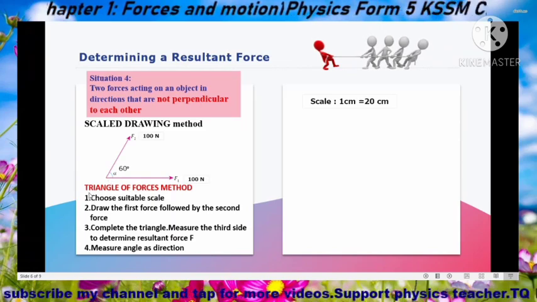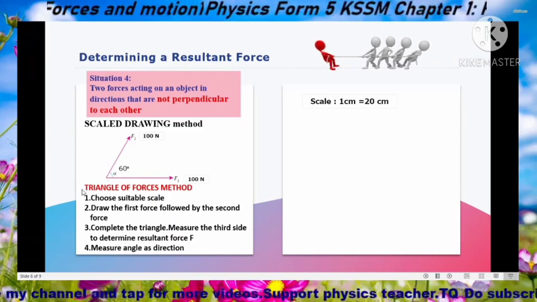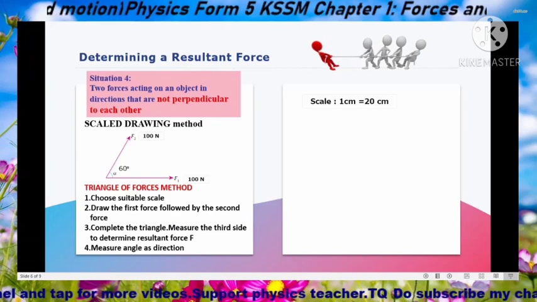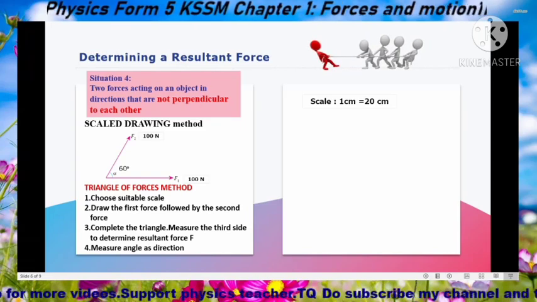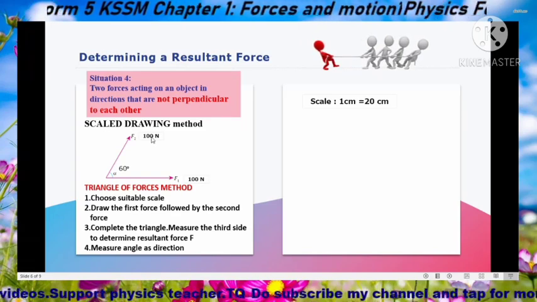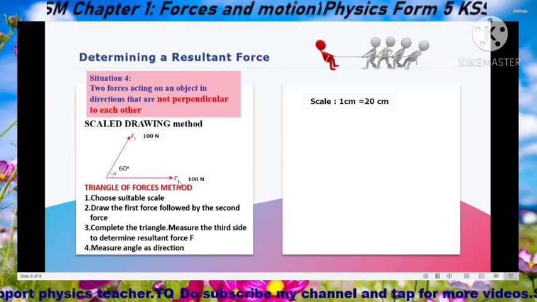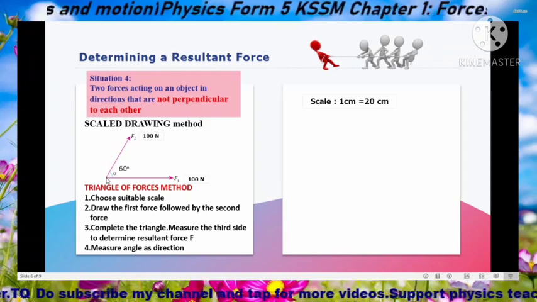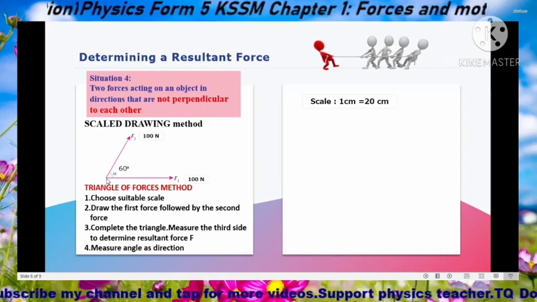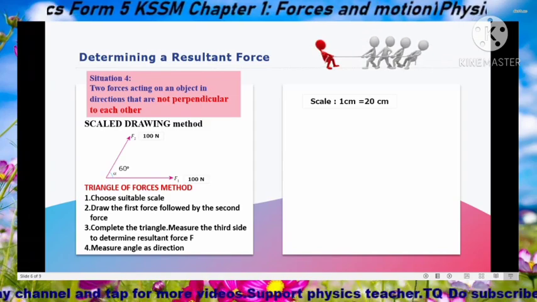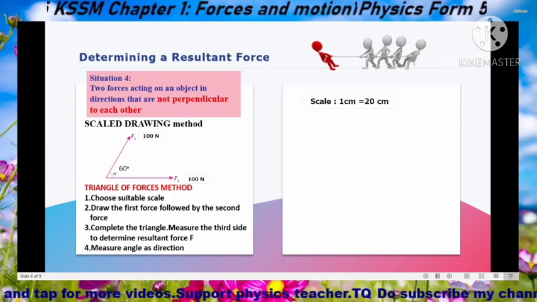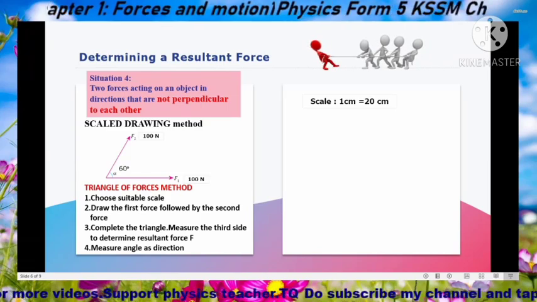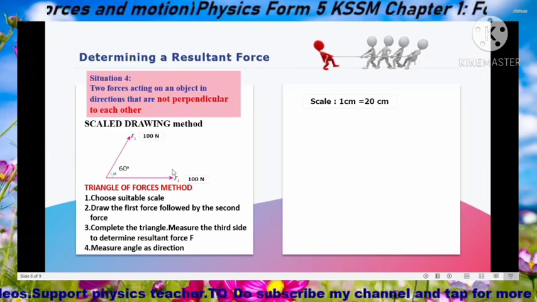Okay, the first scale drawing method is triangle method. We want to draw the triangle to represent the forces that act on the object. Okay, so this point is the object. We are going to use this point as a starting point. Okay, the first step, choose suitable scale. How to choose suitable scale? Look at the magnitude of force given.